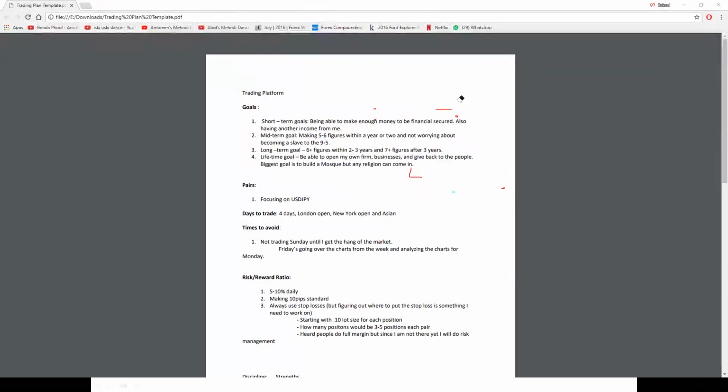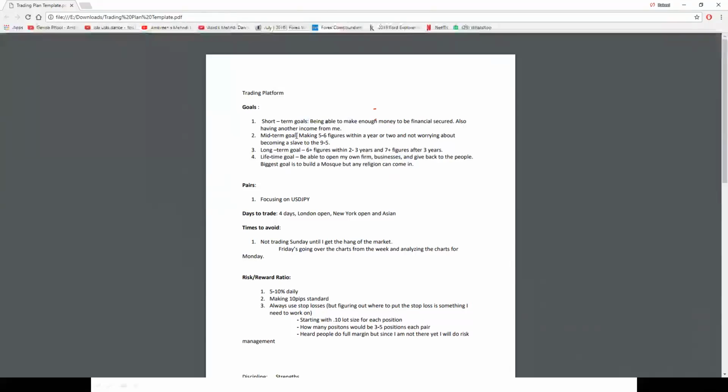This is a great example of a trading plan. Very, very good example of a trading plan. I absolutely love this trading plan. All right, so why is it important? Because this person has goals written, like short-term goals, midterm goals, and long-term goals. I mean, look at this. His long-term goal is to have 6 figures within 2 to 3 years, 7 figures after 3 years.